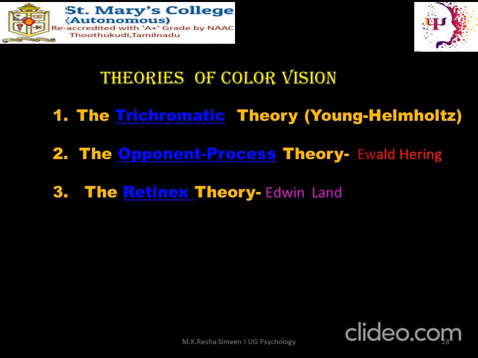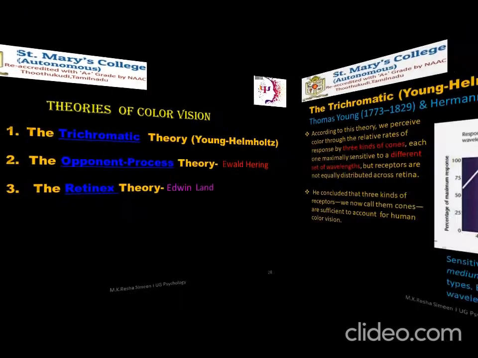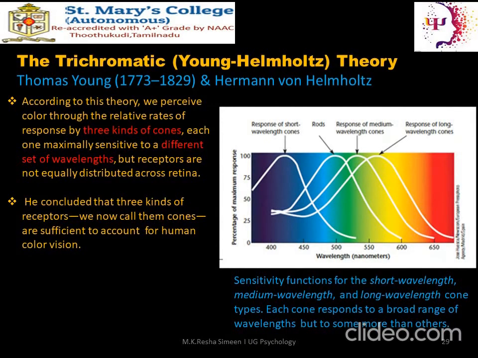Theories of color vision. The first theory is the trichromatic theory by Young and Helmholtz. The second theory is the opponent process theory by Ewald Hering. The third theory is the Retinex theory by Edwin Land. The trichromatic theory by Thomas Young and Hermann von Helmholtz was actually first started by Thomas Young and later modified by Hermann von Helmholtz. So this theory is now known as the trichromatic theory of color vision or the Young-Helmholtz theory.